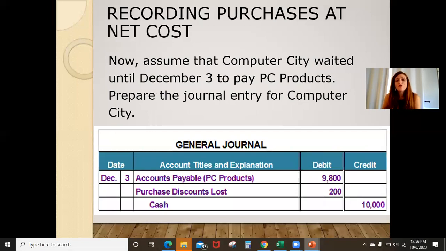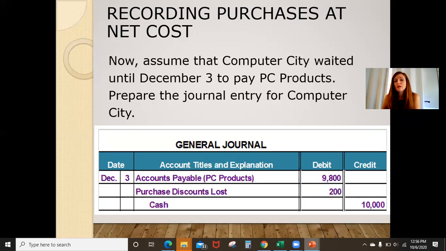Okay, so now we're going to record purchases at net cost. Okay, so let's say we did not pay within the 10 days. This is a different scenario. We had same bill, November 3rd, we had to pay within 10 days to get that 2%. We recorded that first entry, but you know what? Cash was a little short, so we did not pay it until the 30 days. So December 3rd, we paid the full $10,000. We did not get to take the discount.